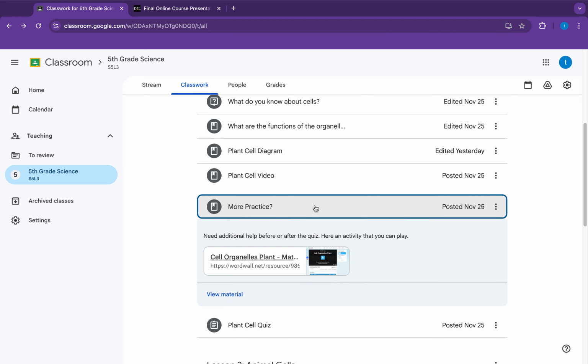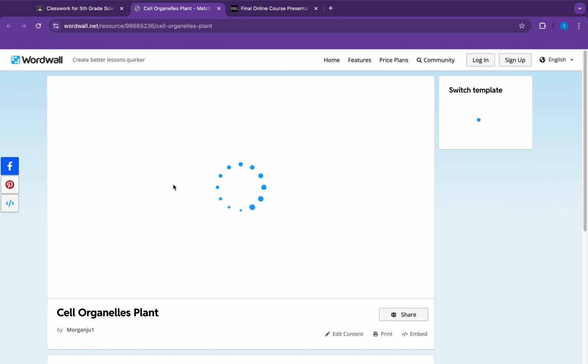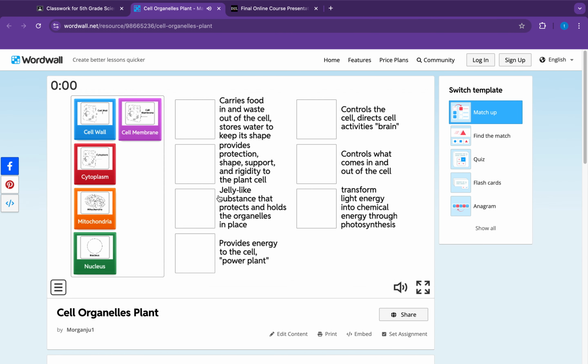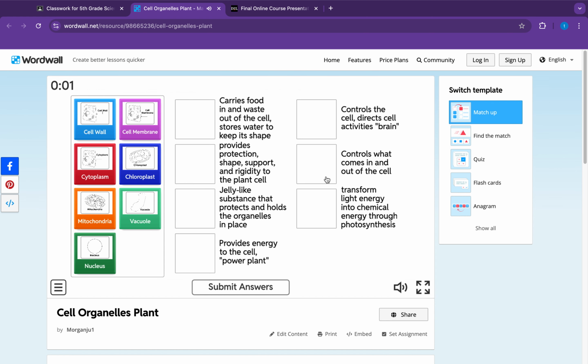I also have additional practice in here. We've talked about the definitions and we've talked about how they match up onto the plant. Since we already had a plant matcher word wall up top, I wanted one that talked about the definitions for the organelles. So this time, instead of just looking at the image, they're going to match it up with the definition.